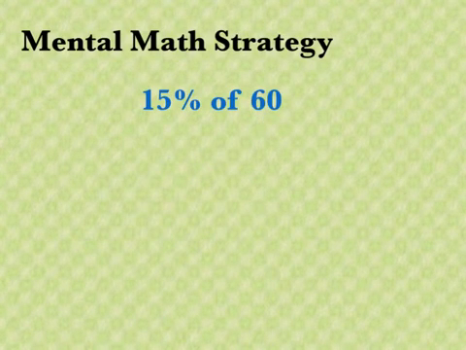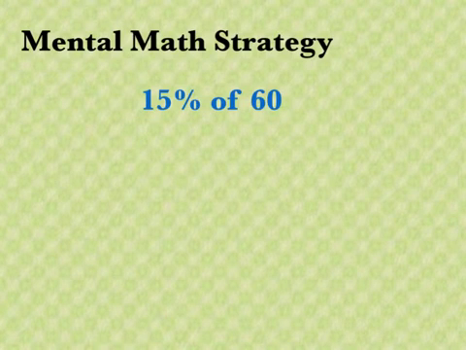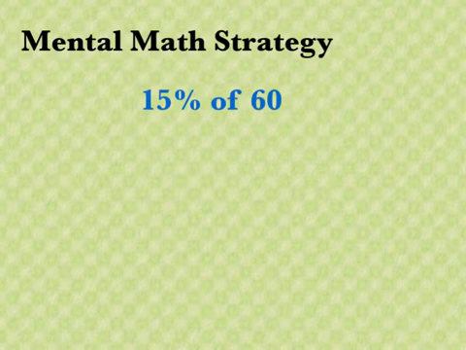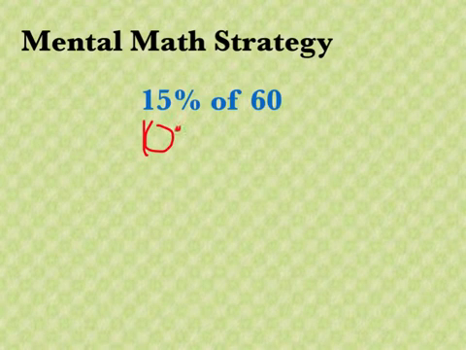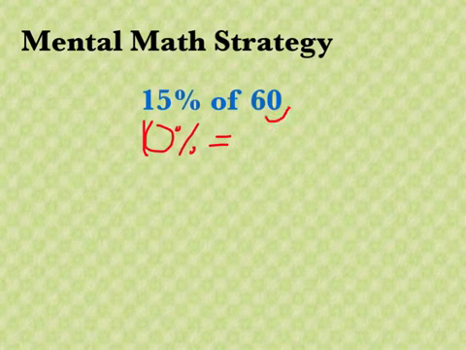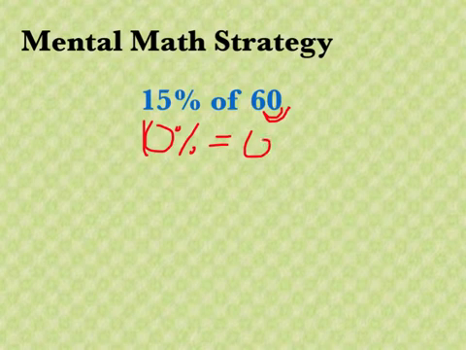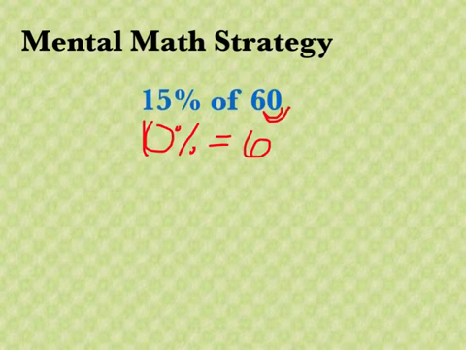For our next problem, we are going to be finding 15% of 60. We are still using our mental math strategy, so the first thing I want to do is find 10% of 60. I know with the 10% that I can just move my decimal one spot, so that means 10% of 60 is 6. Now we need to figure out, okay, how can I go from 10% to 15%?